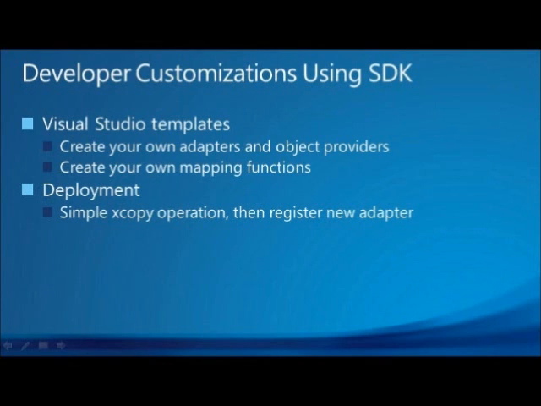So how do you use the SDK? You can use the SDK within Visual Studio. There's templates that you can use. Using templates, you can create both adapters and object providers. Additionally, you can add functions to the already comprehensive list of functions available in the out-of-the-box connector. If there's a common transformation that you use, you can build that function and it'll be available as a drop-down in the list of functions.